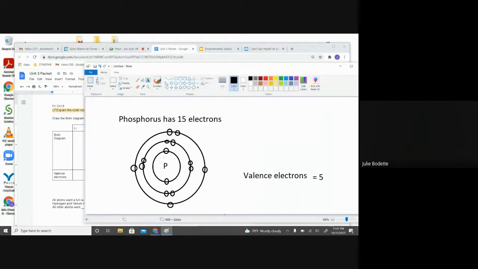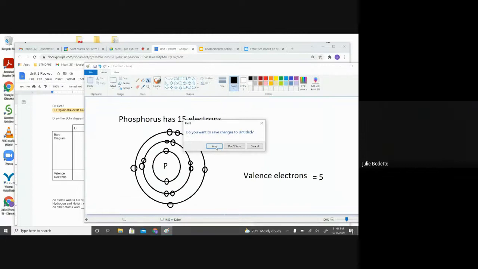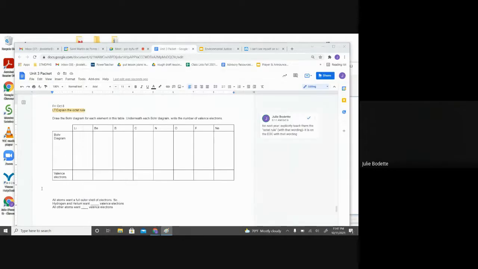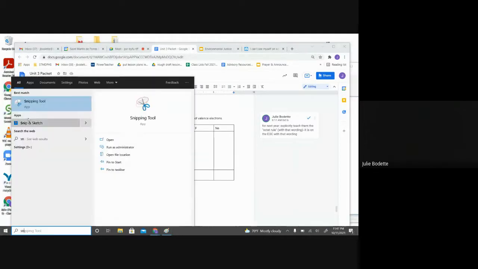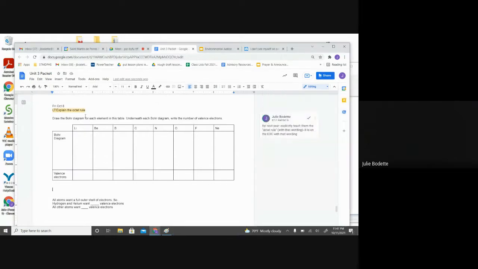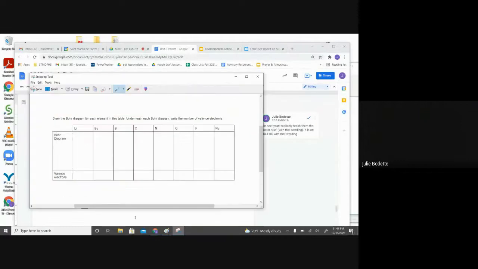So let me just open a new Microsoft Paint. There we go. Grab this. Let me draw some Bohr diagrams. All right.